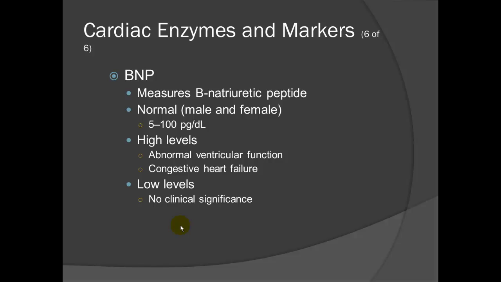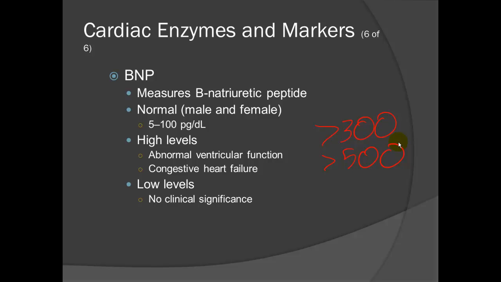BNP, or brain natriuretic peptide, measures B natriuretic peptide. Normal in males and females is 5 to 100. High levels, and we're talking about greater than, in some books you look at, greater than 300, some of them greater than 500, would say abnormal ventricular function.